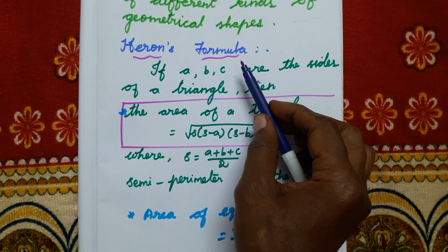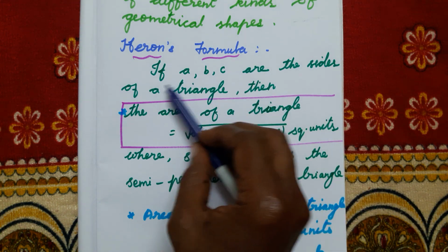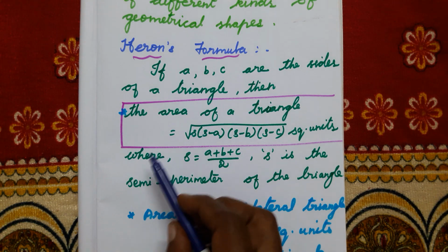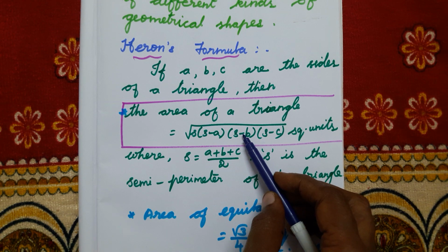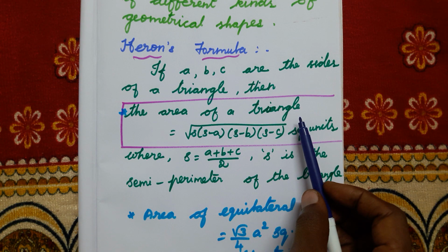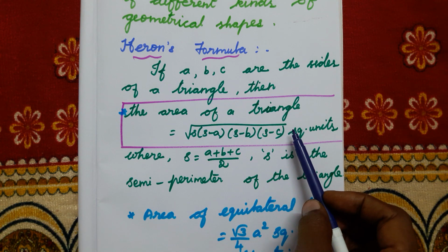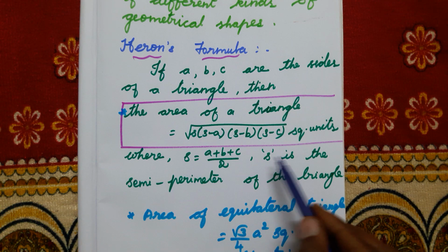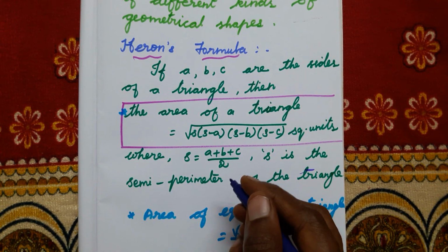Heron's formula. If A, B, C are the three sides of a triangle, the area of the triangle is equal to root of S into S minus A into S minus B into S minus C square units. Here what is S? S is the semi-perimeter of the triangle.